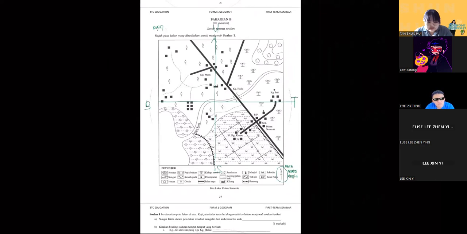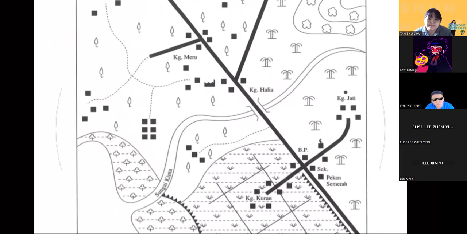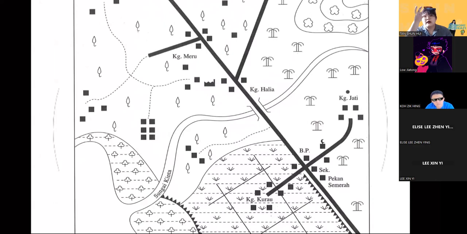Now, if they don't ask you to look at the overall butter, then you're going to look like this. Let me give you an example. They said, Arah Kampung Halia dari Kampung Meru. Let's say, I want the direction of Kampung Halia from Kampung Meru.